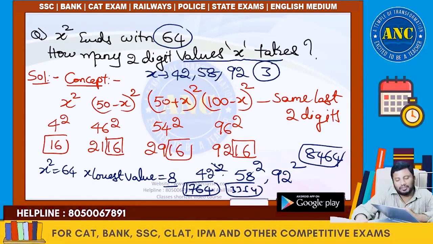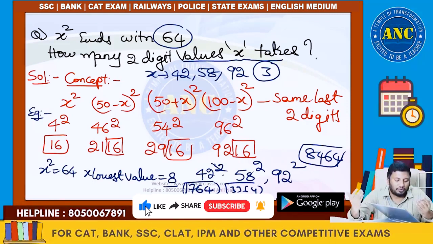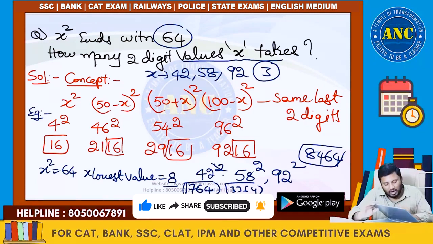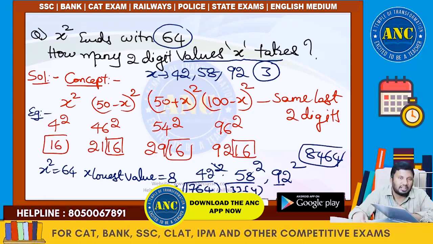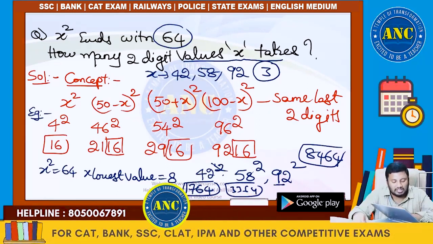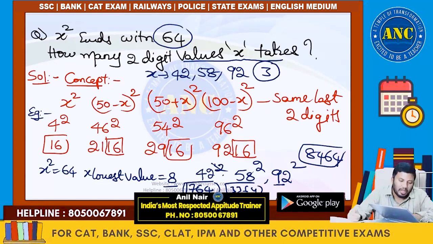x square, (50 minus x) square, (50 plus x) square, (100 minus x) square. This is an example to convey the point. 4 square is 16, x is 4: 50 minus 4, 50 plus 4, 100 minus 4, 100 plus 4, and so on. Why did I take only these numbers? Because the next number is 100 plus 8, which is 116 square, which is 13456 and not possible.